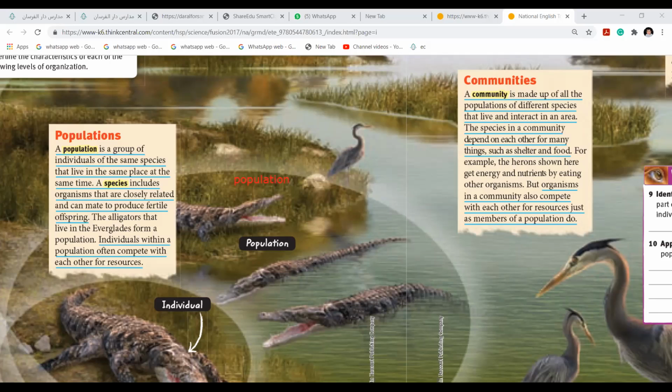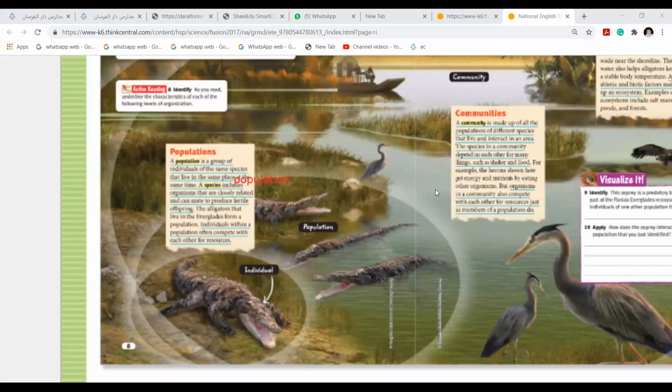A community is made up of all populations of different species that live and interact in an area. The species in a community depend on each other for many things, such as shelter and food. The herons shown here get energy and nutrients by eating other organisms. Organisms in a community also compete with each other for resources. They are actually fighting for the resource, just as the members of a population do. So this is what we studied: population and community.